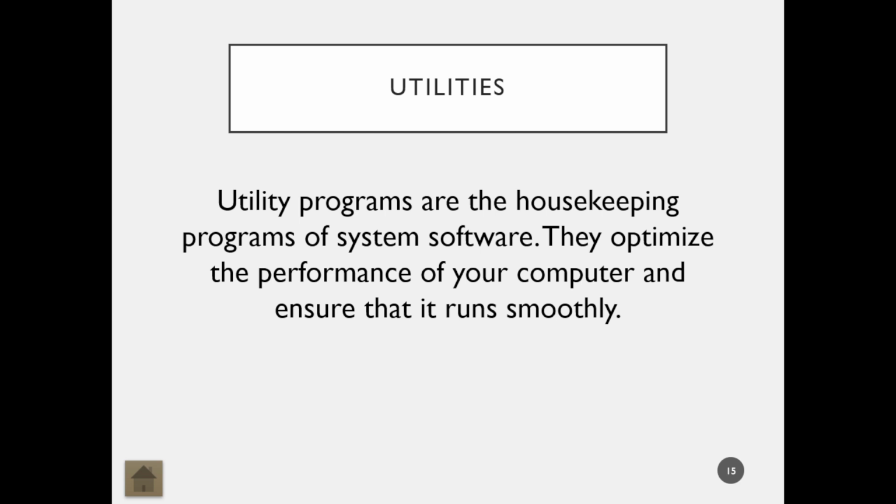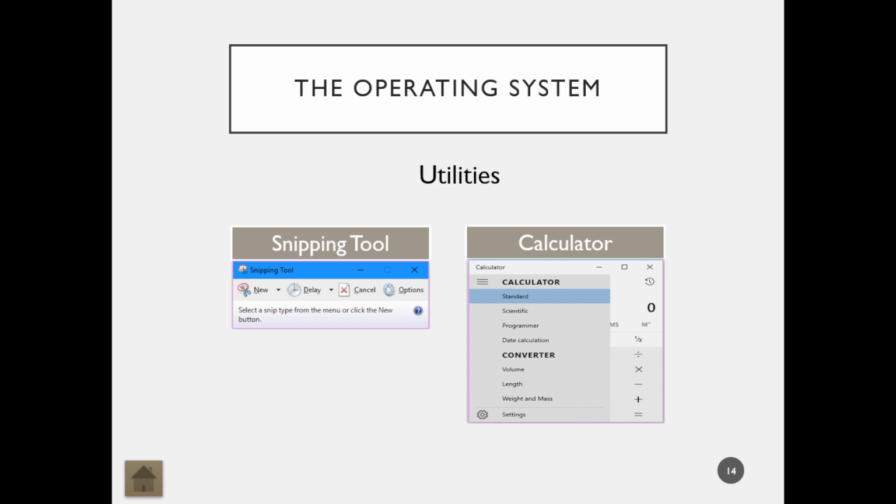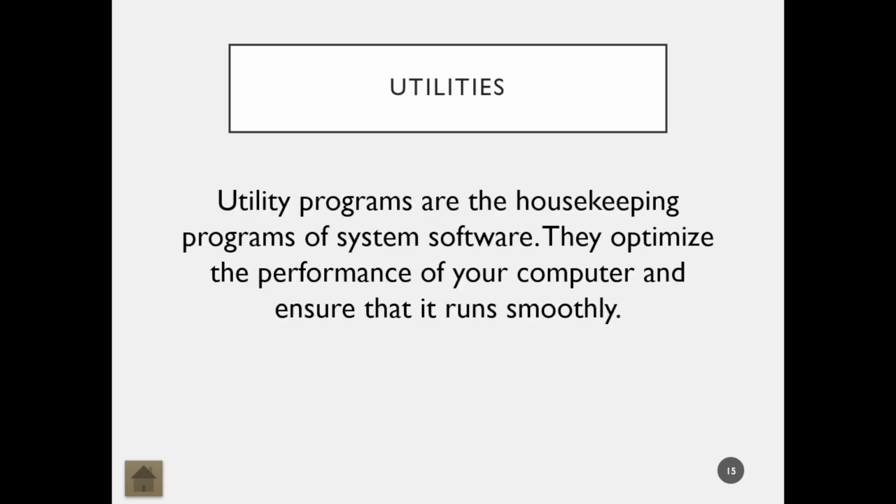I must add this, they are built-in programs into the operating system. So, for example, Windows has these utilities built into it. It's not something you need to install afterwards. So that's the first thing. Utilities are programs that are built into the operating system. They are the housekeeping programs of the system software. They optimize the performance of your computer and ensure that it's running smoothly.